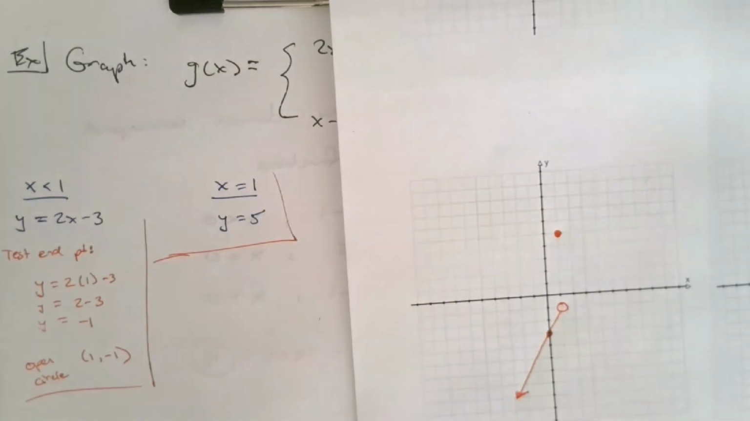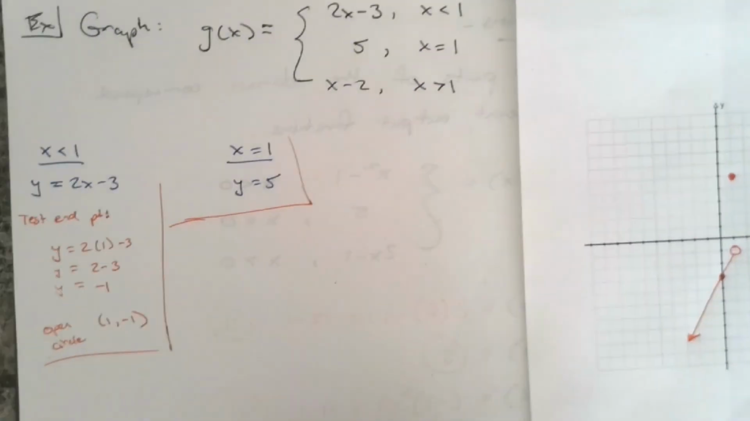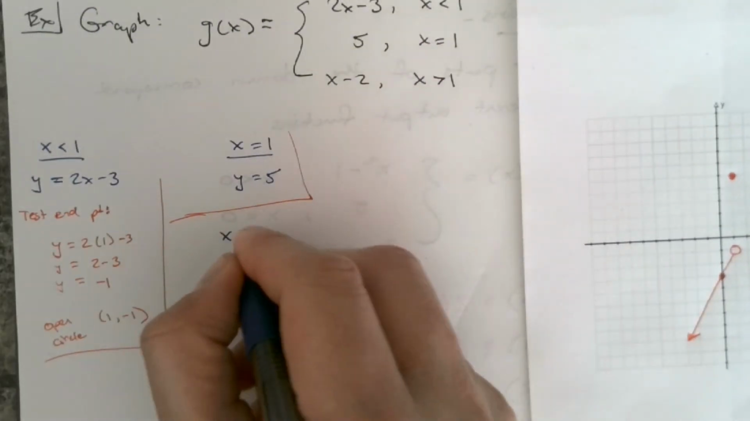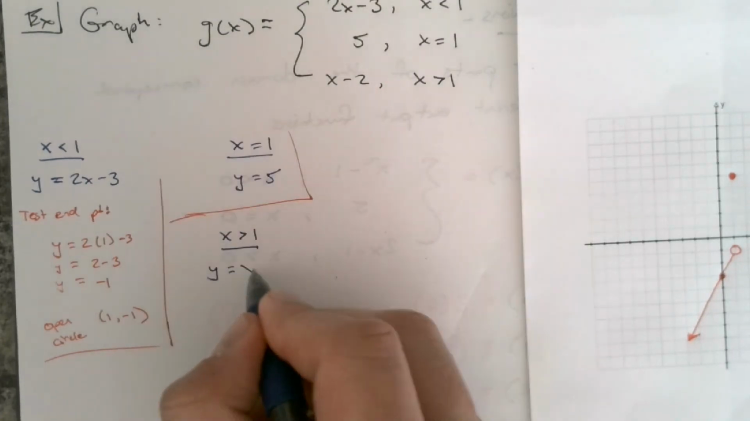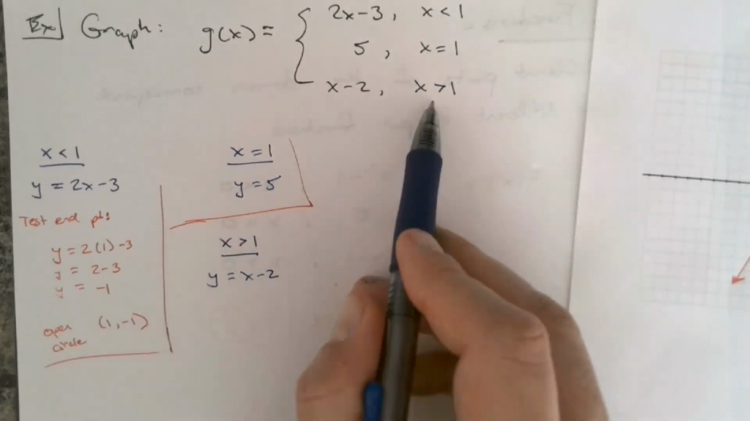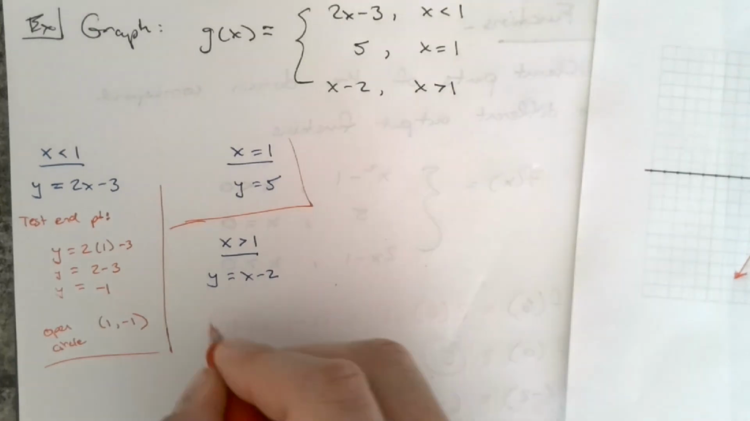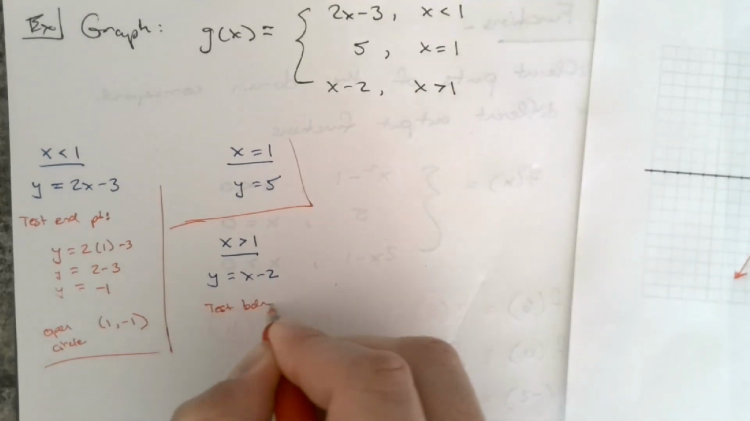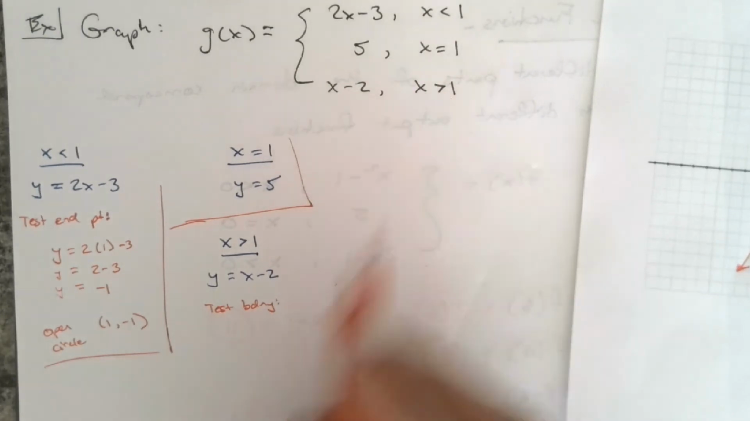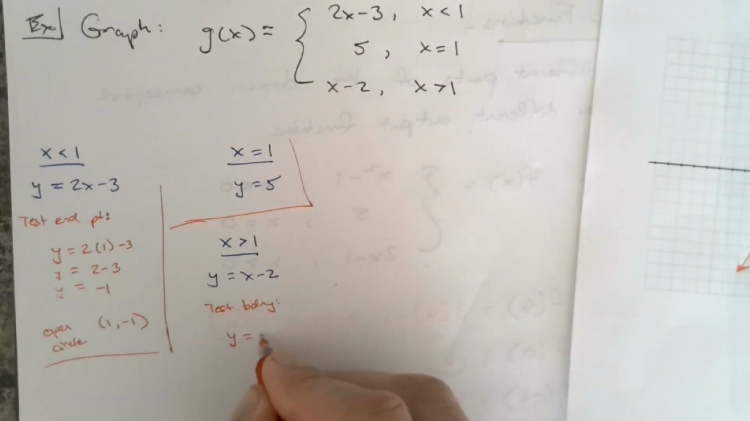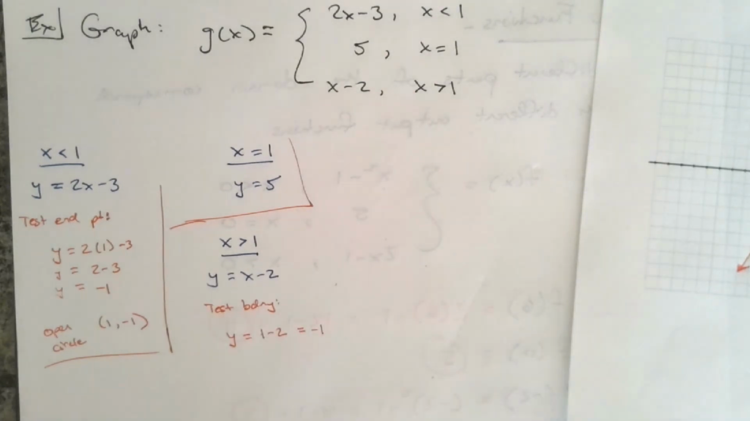And then lastly, you want to check the last interval we have, which is when we have x greater than 1. When x is greater than 1, that means we're using y equals x minus 2. And for x greater than 1, remember, you still want to test the endpoint, the boundary point. And the reason you're testing that boundary point is because we still want to know what happens there even though it's not equal. So you got y equals 1 minus 2. Well, that equals negative 1.